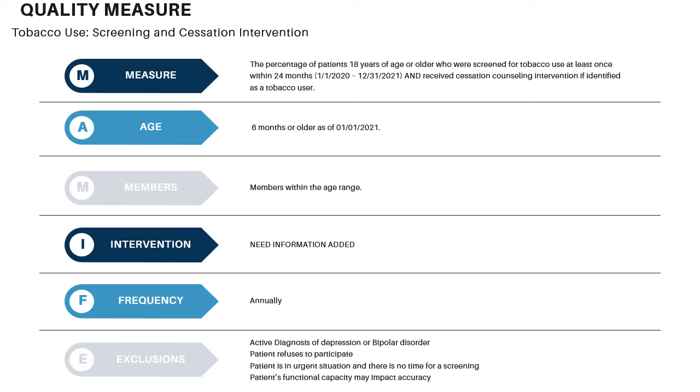This measure is also supported by the U.S. Preventative Services Task Force. The U.S. Preventative Services Task Force recommends that clinicians ask all adults about tobacco use, advise them to stop using tobacco, and provide behavioral interventions and U.S. Food and Drug Administration approved pharmacotherapy for cessation to adults who use tobacco.